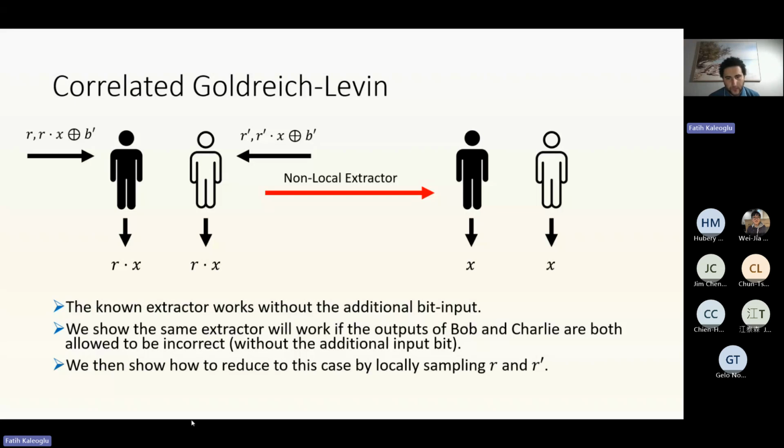Right, and so we make two observations. One is that the original extractor works even if Bob and Charlie are not only allowed to be both correct, but also allowed to be both incorrect. So with a weaker guarantee, the extractor still works. That's what we show. And then we perform a reduction that goes from this to the game on the left we want. So the correlated bits translate to the correlation of their final output bits, where they're both allowed to be wrong or both allowed to be correct.